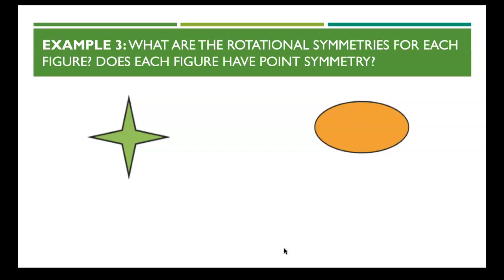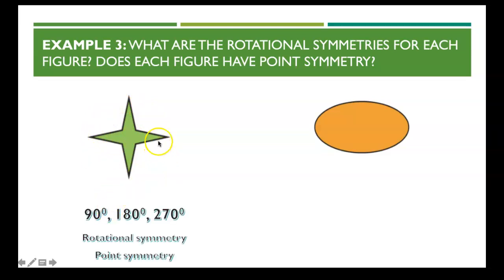So hopefully you paused and you thought about it. When we look at this, as we turn it around, this looks like a 90 degree turn, 90 degree turn, 90 degree turn would make it the same shape. So it would have 90 degree, 180 degree and 270 degree rotational symmetry as I flip it around this way. And because I have that 180 degree rotational symmetry, it has point symmetry.